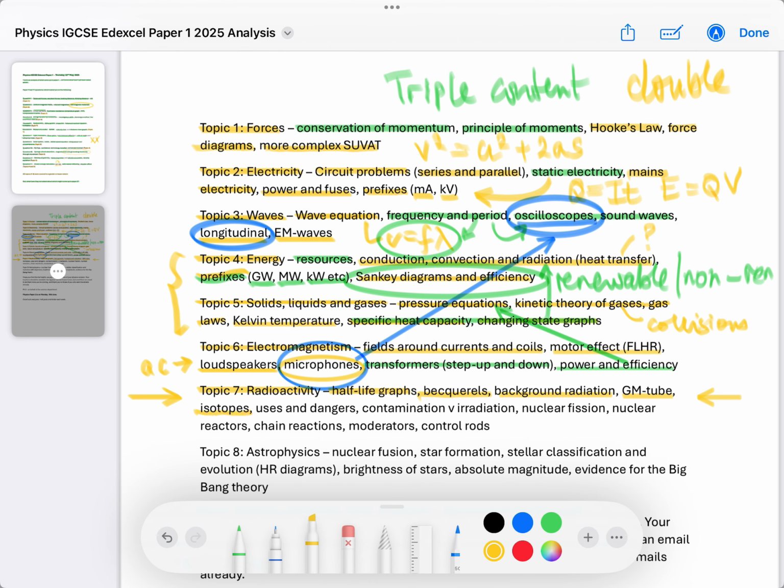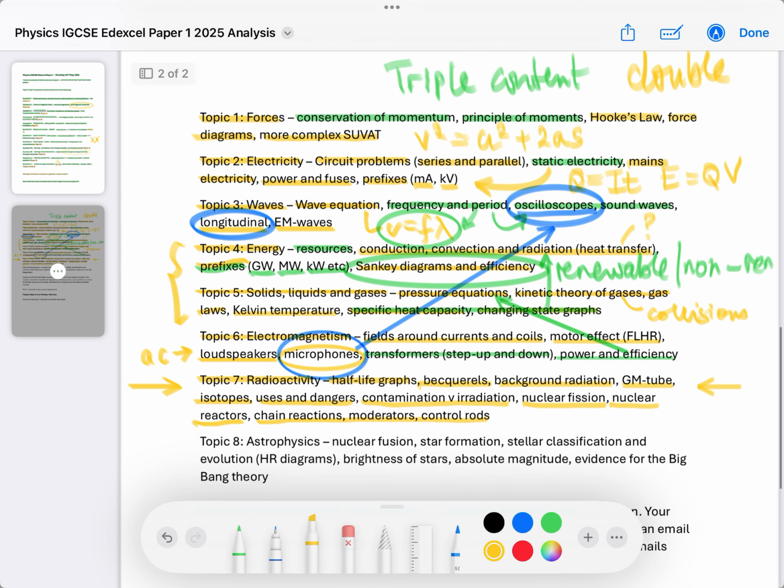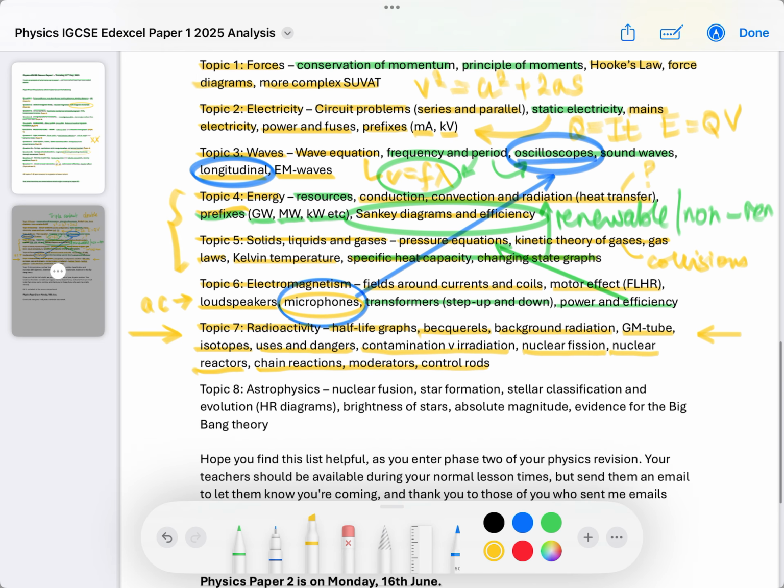So they could ask you about isotopes. We haven't really had anything on that. They could ask you about uses and dangers, contamination versus irradiation, and nuclear fission reactors. They can ask you about nuclear reactors, chain reactions, moderators, control rods. Don't forget to get your revision done on this. Just because it's not triple content, it can come in the triple paper. It'll just be slightly more complicated, or hopefully not too complicated.